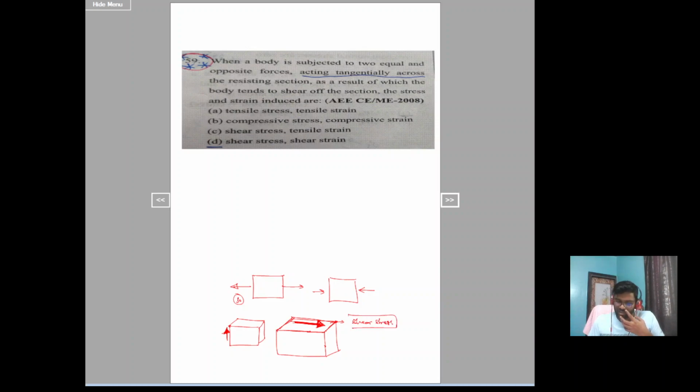Okay, shear stress is nothing but the stress which is acting tangentially with respect to the area. So what is the strain that produces shear strain? Okay, so that is shear stress and shear strain. So option D is the correct option. Okay, next one.